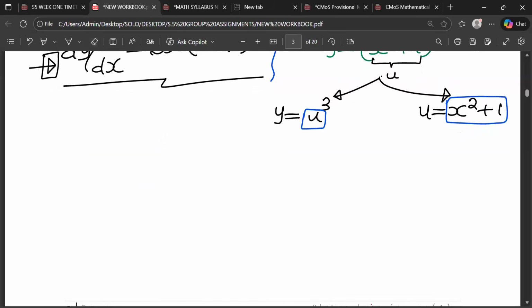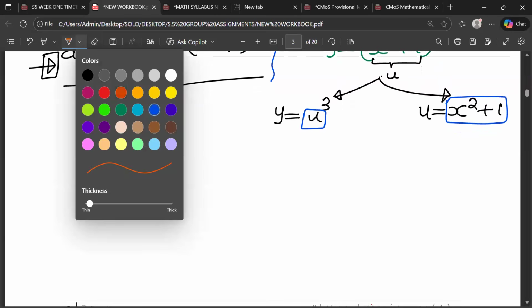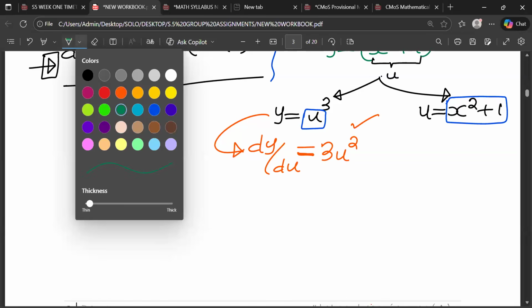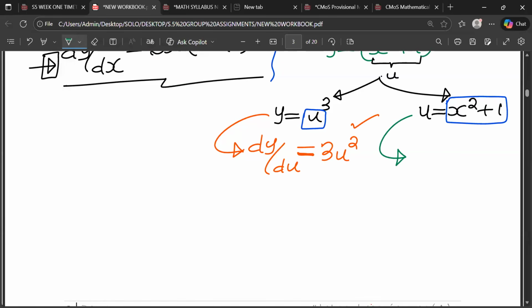So when I come here, I now know that I'm having y in terms of u. So what I can get is dy/du. Drop the power 3, reduce the power by 1, and that's how you come up with 3u squared. Very correct. Then you also say you're having u in terms of x, so what you can get is du/dx. Differentiate x squared, you get 2x. Differentiate positive 1, you get 0.